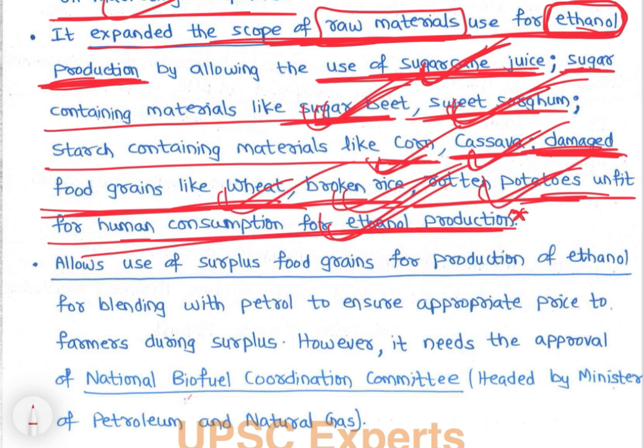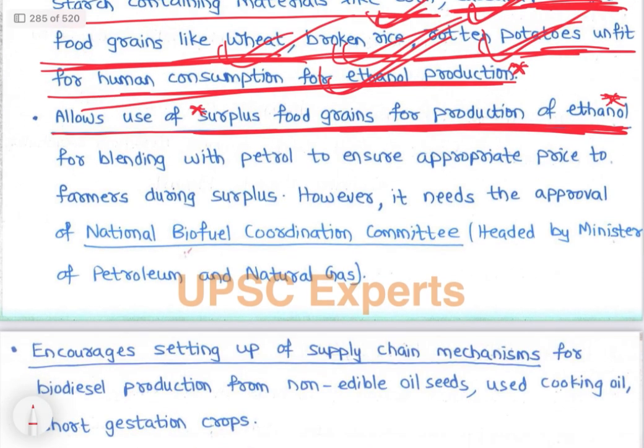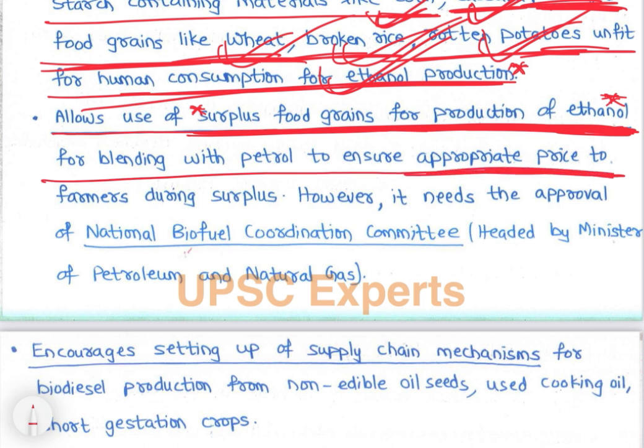There was a question, right? 2020 में there is a question on this, right? Then it also allows for surplus food grains for production of ethanol. So surplus food grains जैसे मान लें FCI में surplus food grains हैं. These surplus food grains can be used for the production of ethanol, right? For blending with petrol to ensure appropriate price to farmers during surplus, right?